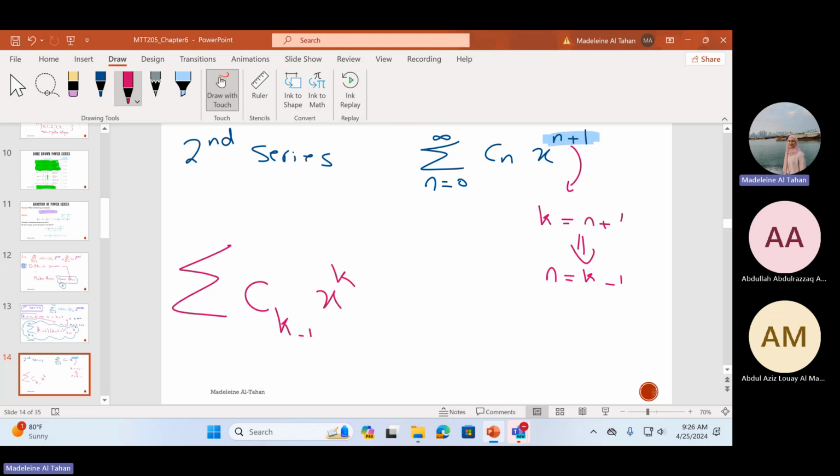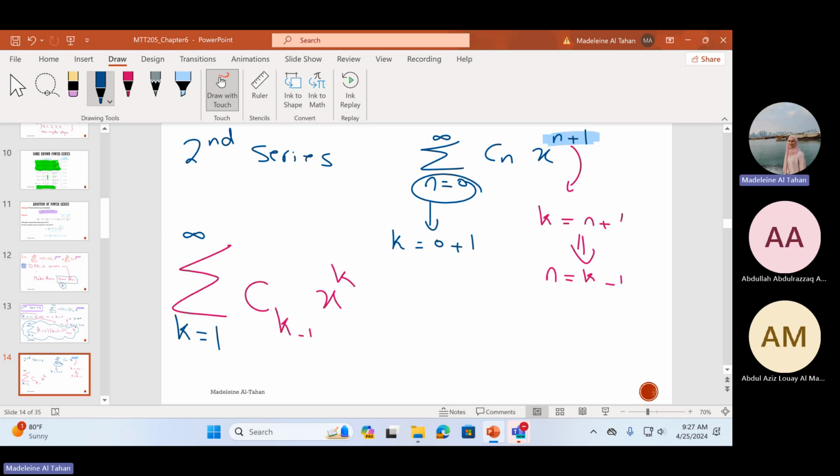Okay. Right, miss? The infinity, is it affected? Infinity, a very, very large number. We're adding a value to it or we are subtracting a value. Is it affected? It will stay infinity. Now, n equals 0. k equals 0 plus 1. So k is from 1 to infinity. Okay, miss?